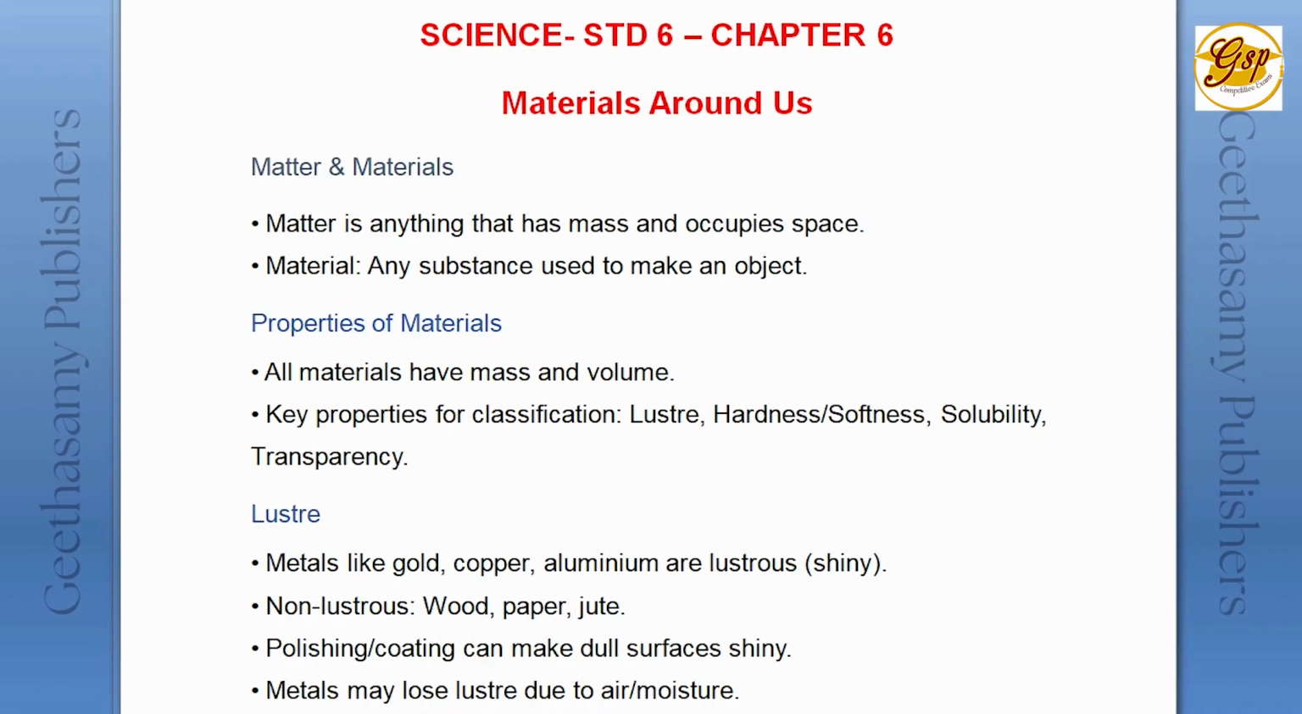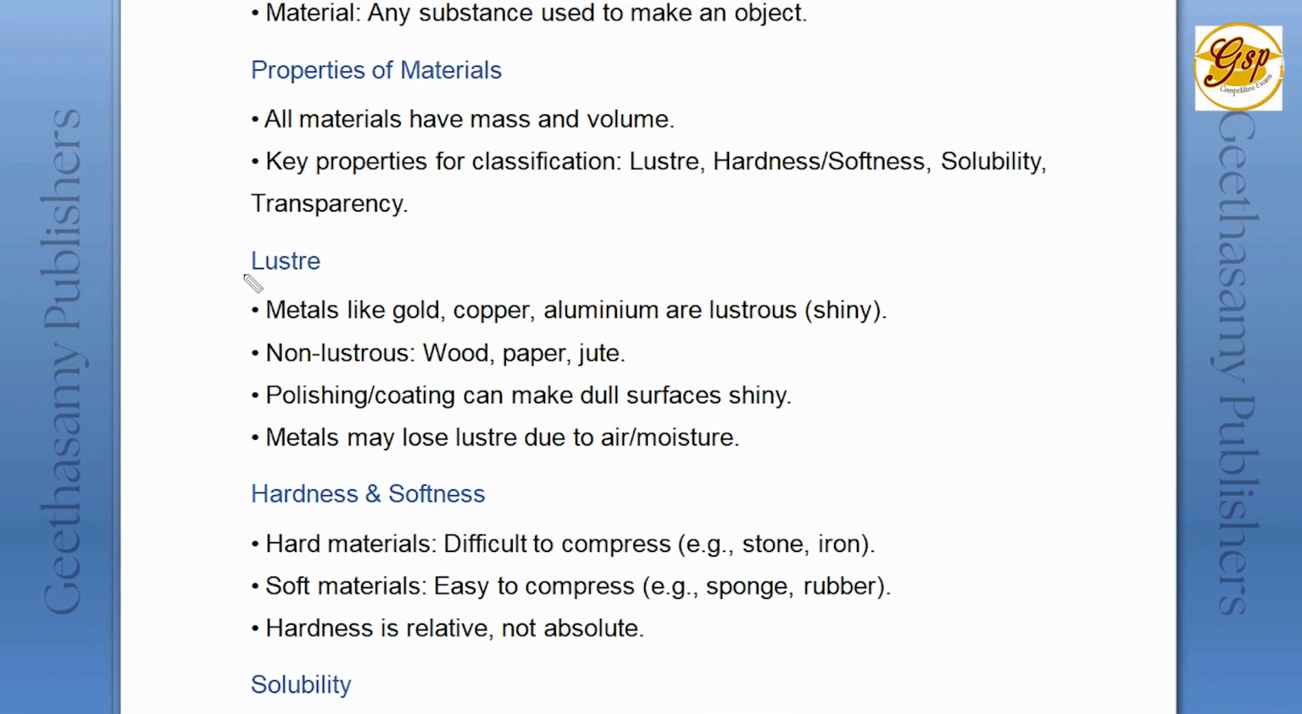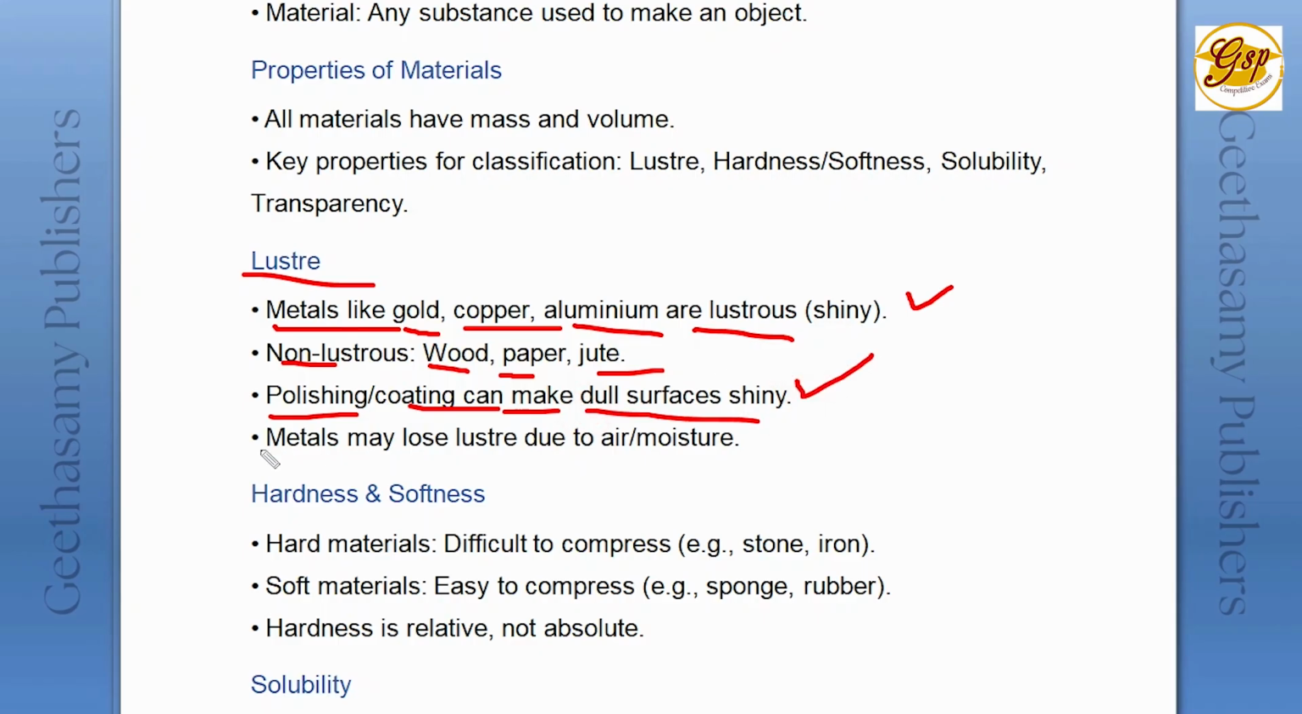Right? Then what is luster? Metals like gold, copper, aluminum are lustrous, that is shining. Then non-lustrous, that is wood, paper, jute. Polishing or coating can make a surface shining. Metals lose luster due to air or moisture.